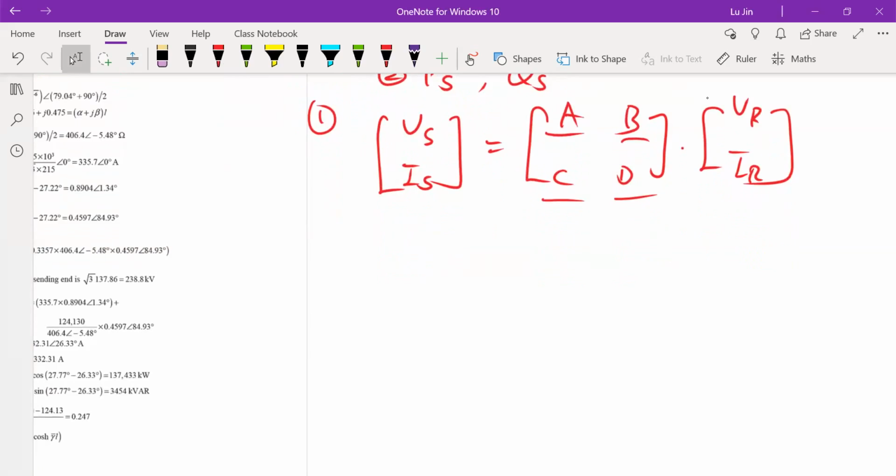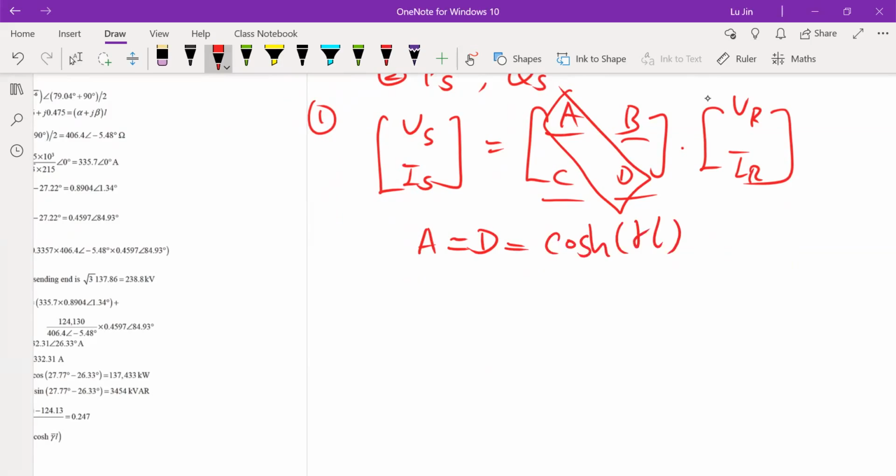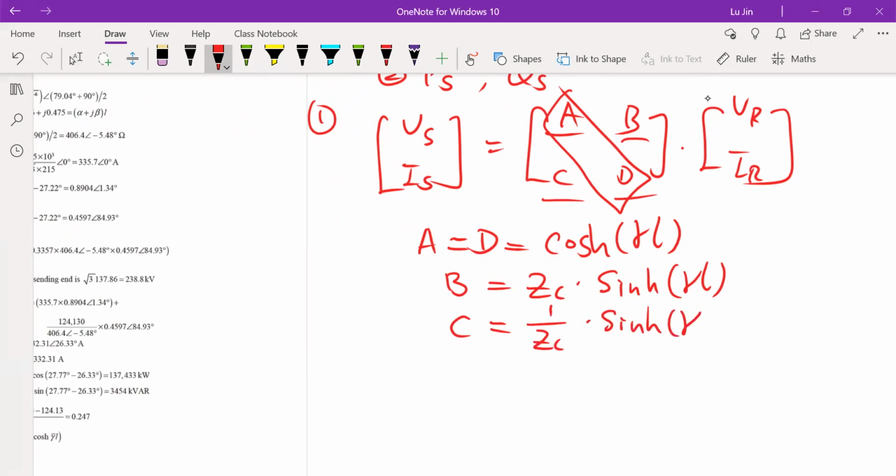From our lecture slides, we already know A and D. The diagonal elements of this ABCD model matrix are equal to cos gamma L. The B parameter is equal to ZC sin gamma L. Finally, the C parameter is equal to 1 over ZC sin gamma L. Of course, in these 3 formulas, gamma and ZC are to be determined first. What are these 2 things? Let me just keep writing.